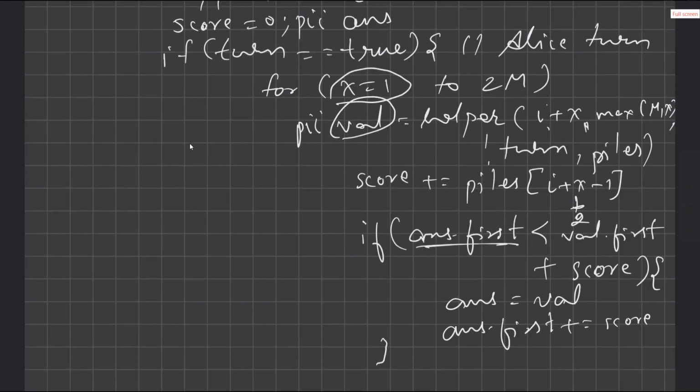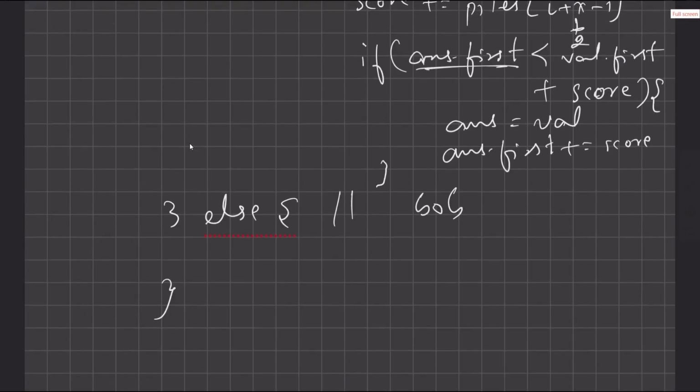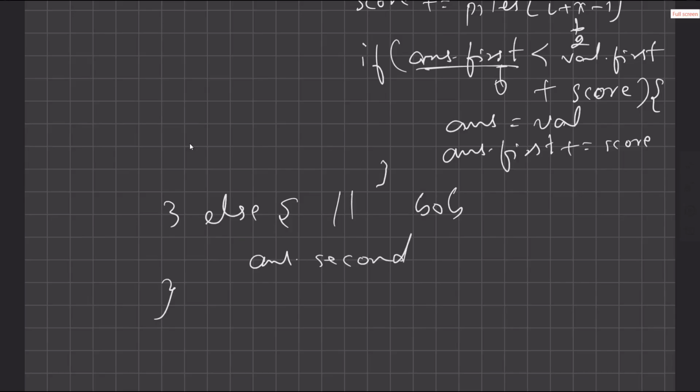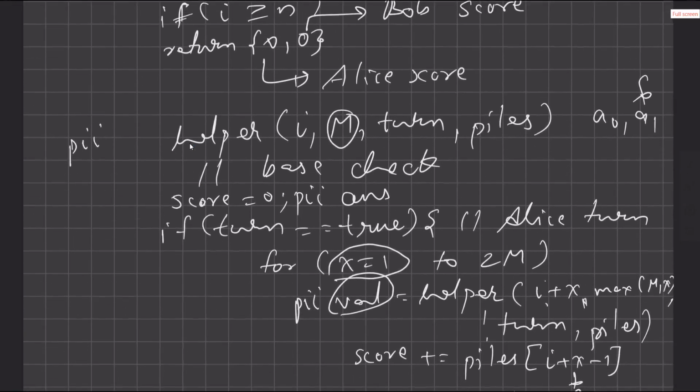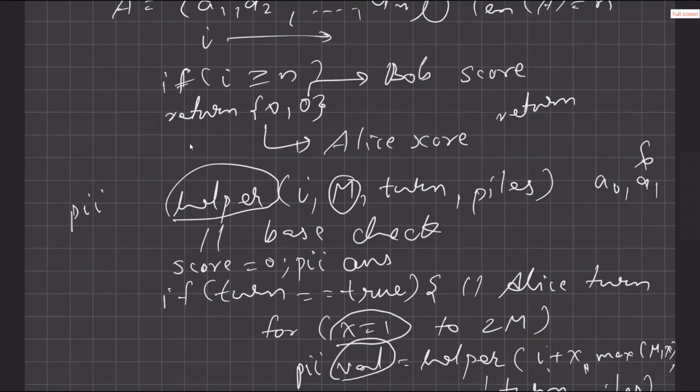So this is it, and similarly we'll have to do it for the else case, which is Bob's case. When turn is false, it is Bob's case. We'll have to do the same thing, just that here it will be answer dot second, because Bob's score is in second. Then we have to return the answer. And in the main function, which is calling the helper, we need to return that result.